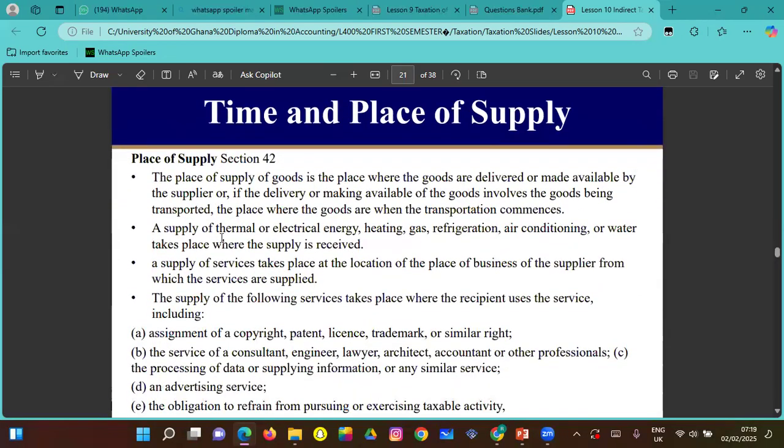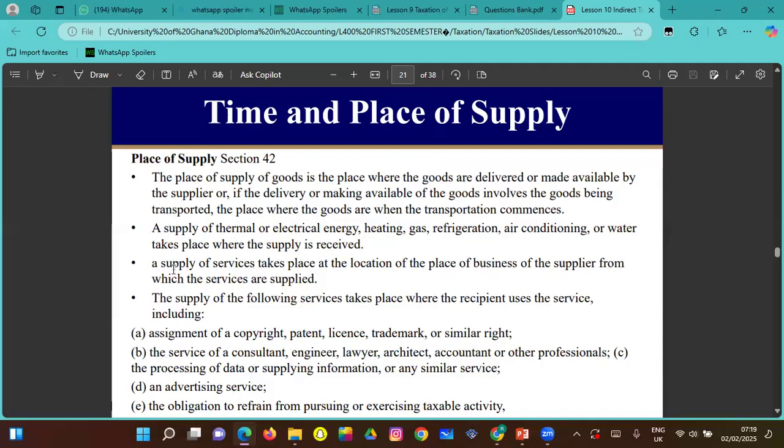So now, the place of supply of goods is where the goods are delivered or made available, right? Where the goods are delivered. If the delivery or making available of the goods involves the goods being transported, it is the place where the goods are when the transportation commences, right? And also a supply of thermal or electrical energy, heating, gas, refrigeration, or air conditioning, or water takes place where the supply is received. So we're receiving light in our home or electricity power in our home, that is the place of supply.